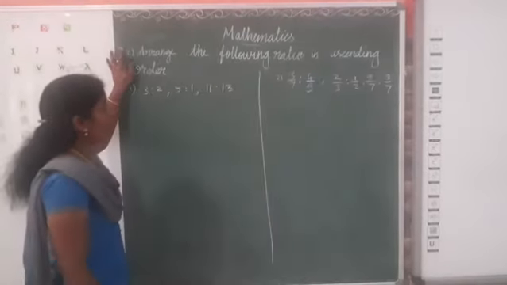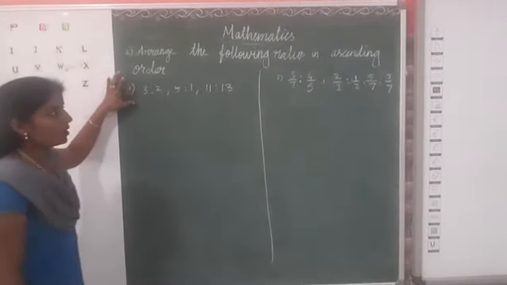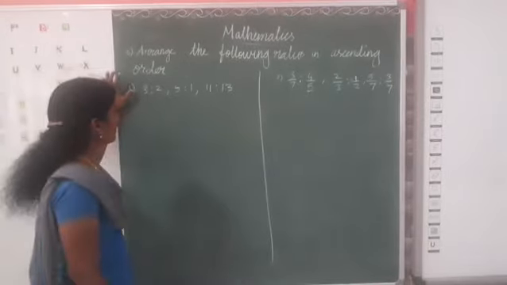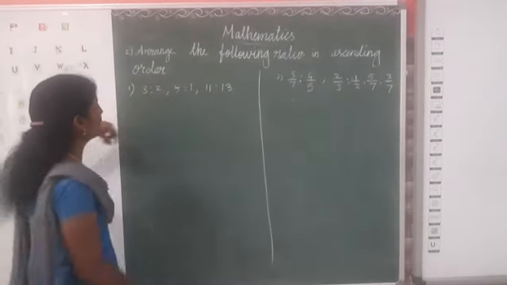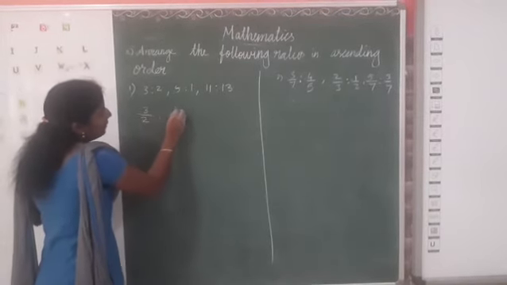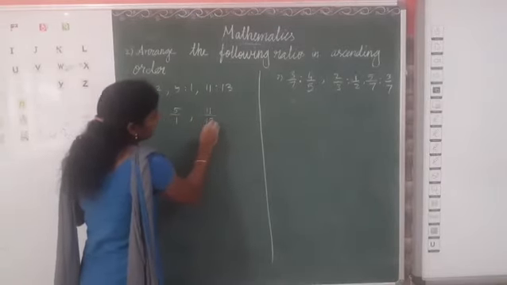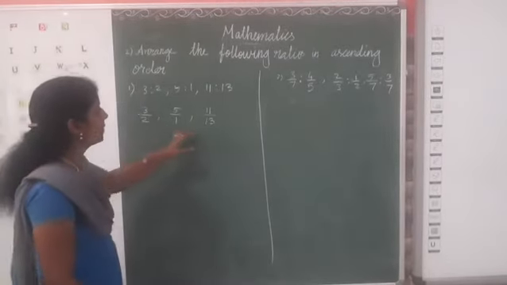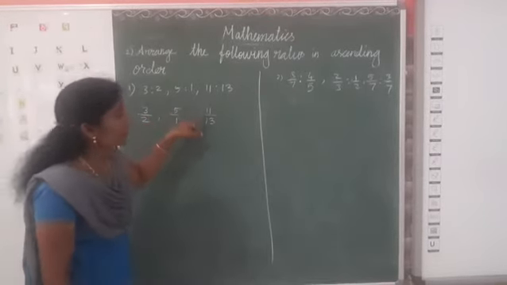Now arrange the following ratios in ascending order. Ascending order means small to big, isn't it? Now here we have ratio form. Now we can write in fraction form: 3 by 2, then 5 by 1, then 11 by 13.